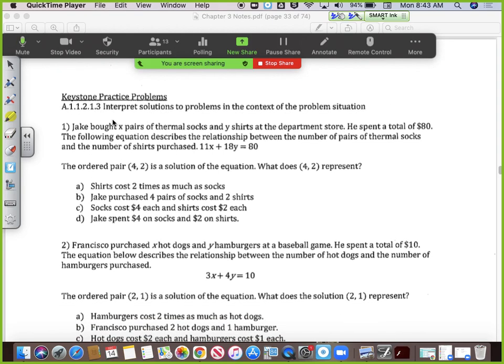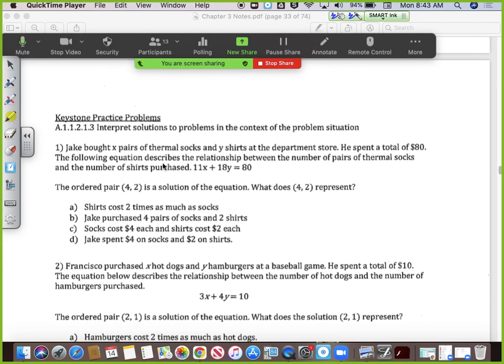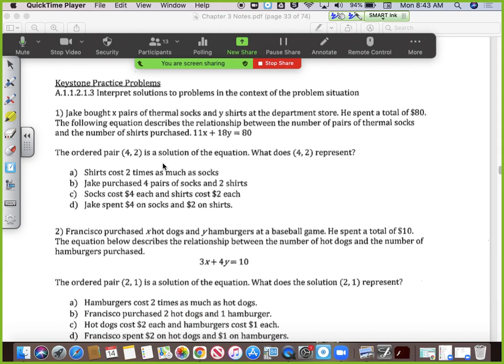I want you to please complete 1, 2, 3, and 4. They shouldn't take that long. You're just going to read the situation and then decide if the ordered pairs represent the solution to the equation and what they represent. So I'll give you maybe like 4 minutes for the 4 problems, 1 minute per problem, and then again we'll go over the answers and move on.